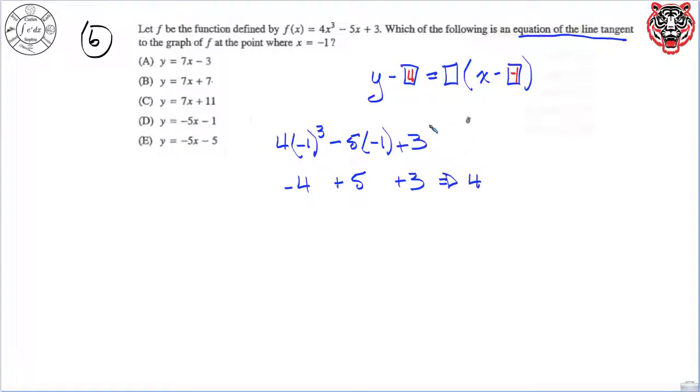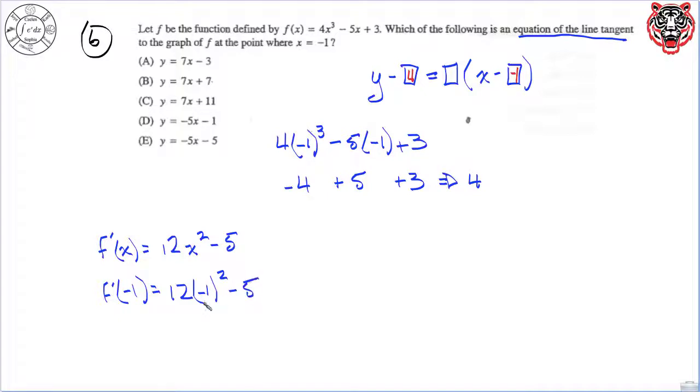And now we need to find our slope. Slope is found by taking the derivative of f. So if I come back here, f prime of x is going to equal, multiplying down, 12x squared minus 5, and then no number out here because the derivative of a constant is 0. And now I need to plug in x equals -1 to find what the slope is at -1. So f prime of -1, plugging that in, gives me 12 times -1 squared minus 5. And -1 squared is 1, times 12 is 12, minus 5 is 7. So the slope up here is 7.